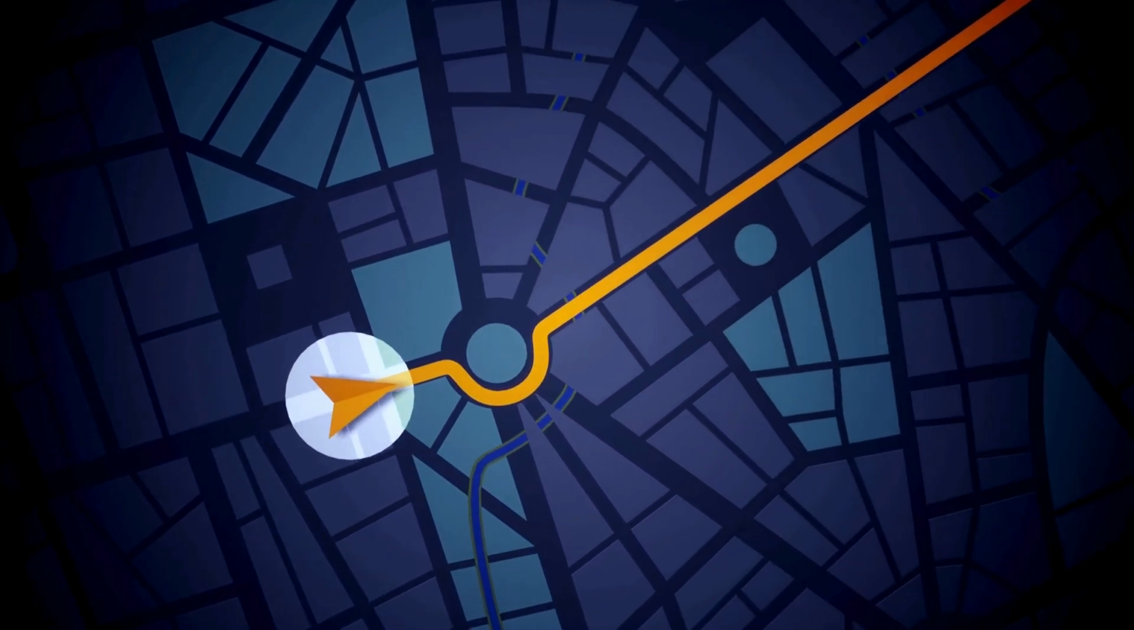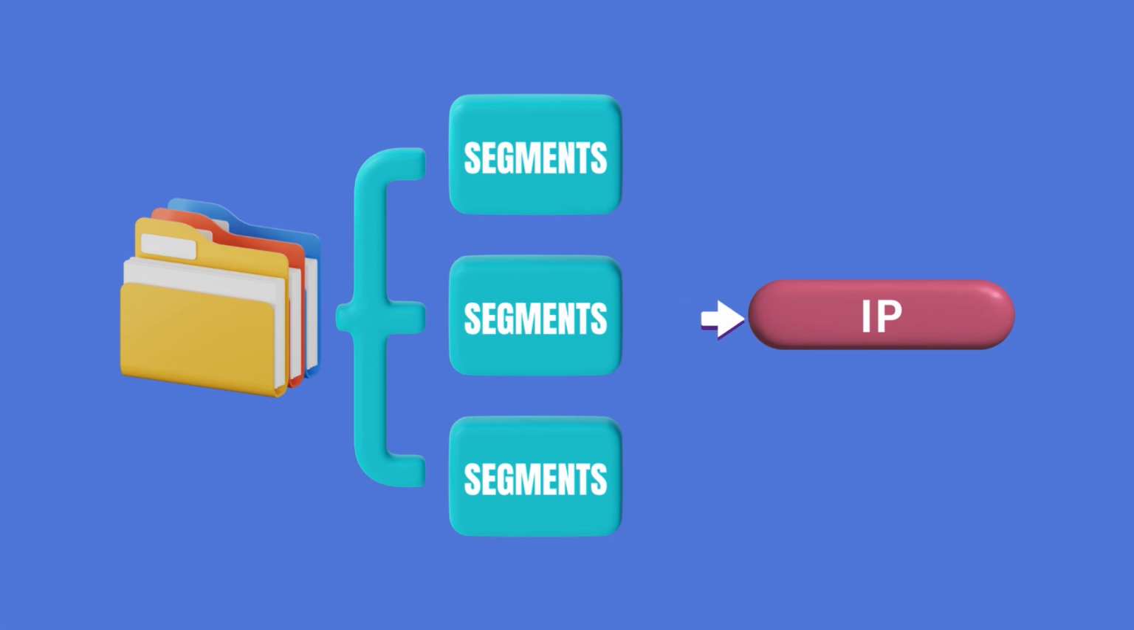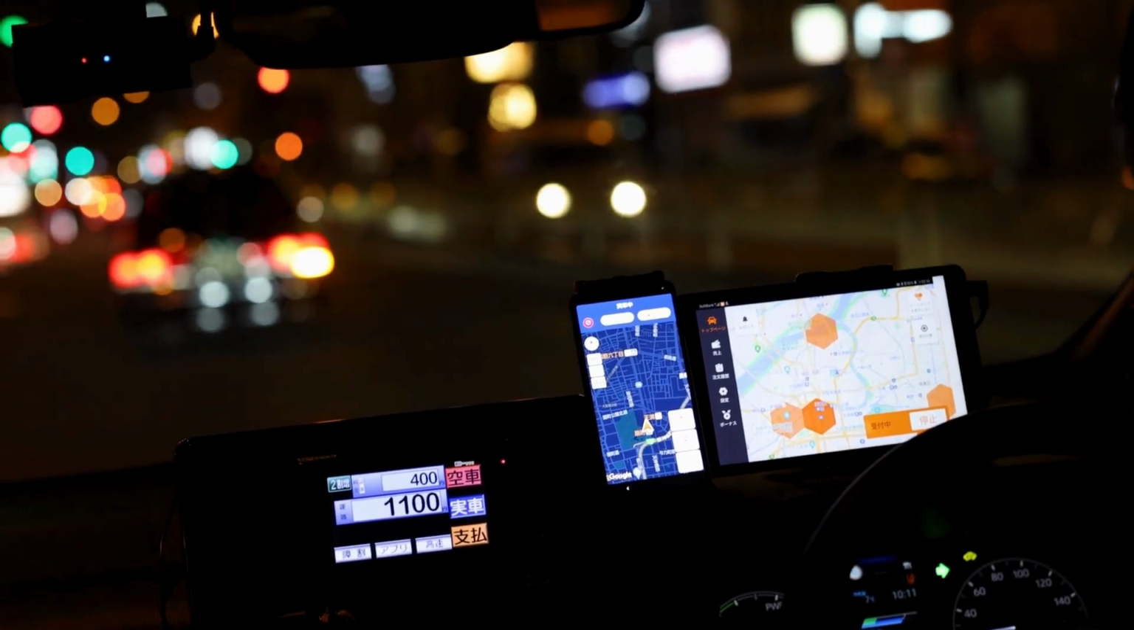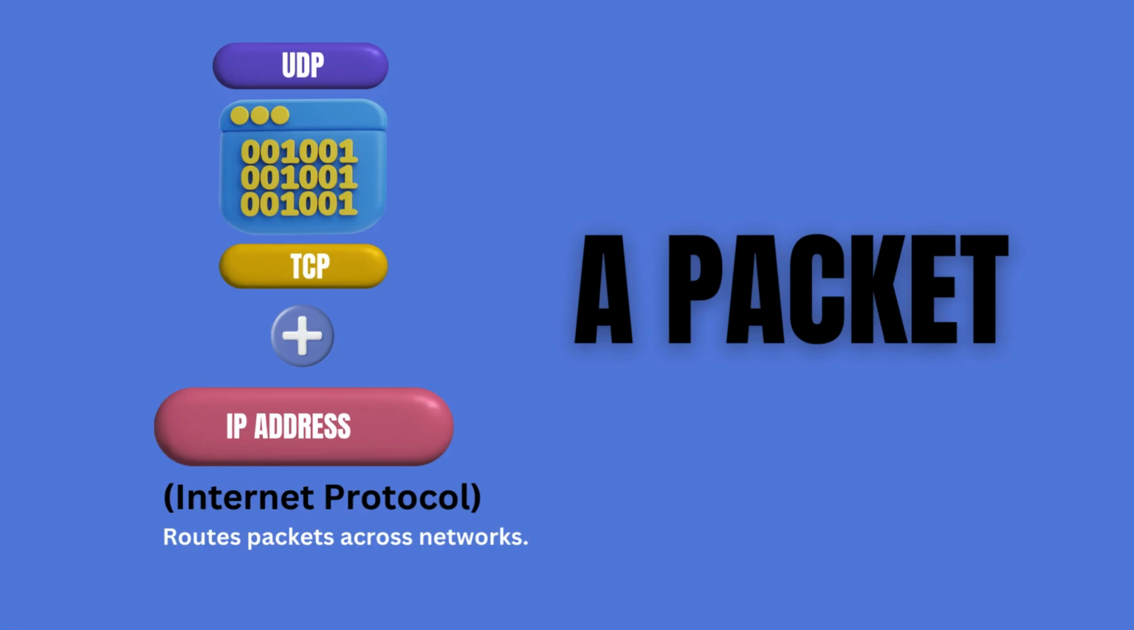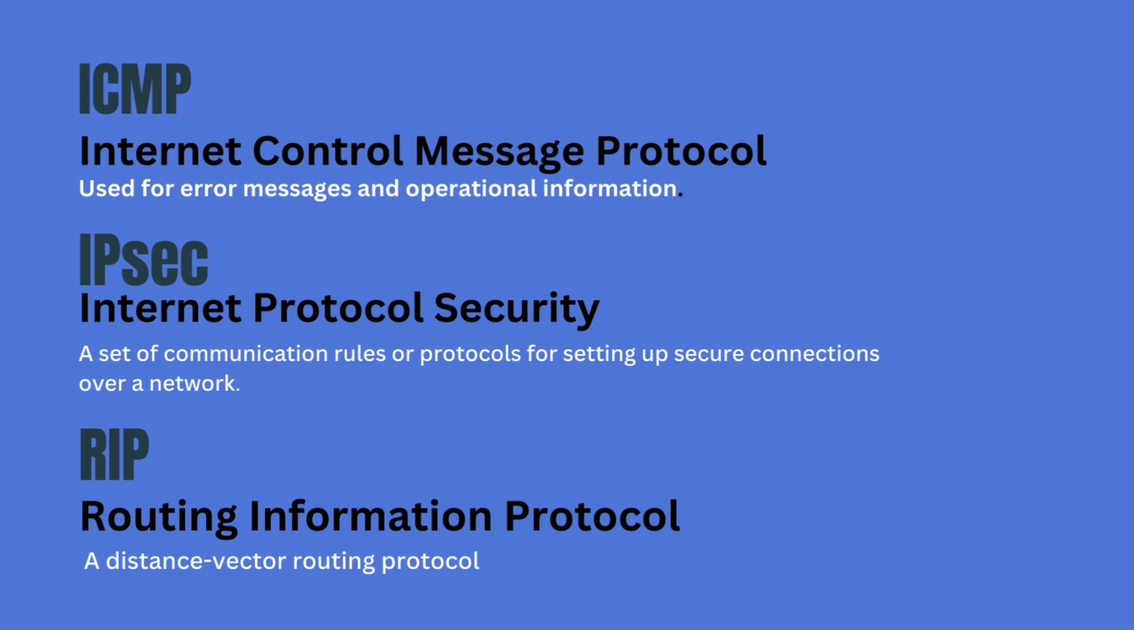Next, our data needs the best route to travel, and that's where the network layer comes in. The network layer is like your GPS, finding the best route for your data packets. It uses IP addresses to navigate through different networks, just like how you use a map to plan a road trip. The segments from the transport layer are encapsulated into packets. The IP address is added to these packets at this stage, determining the best route for the data to travel across the network. Some protocols used in the network layer are ICMP, IPsec, and RIP.